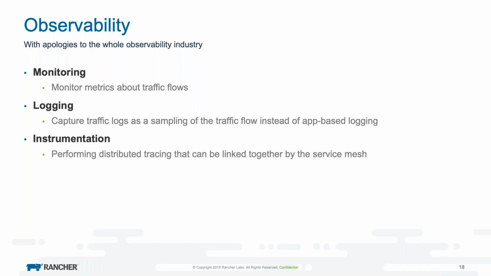Finally, instrumentation is the third idea under observability. So we can perform distributed tracing that the service mesh will link together for us. Now what we're saying is in the service mesh, if I have a request that starts at one microservice and bounces to another and bounces to another and bounces to another, before returning to the end user, I can tie all of those requests across the mesh together and perform distributed tracing.